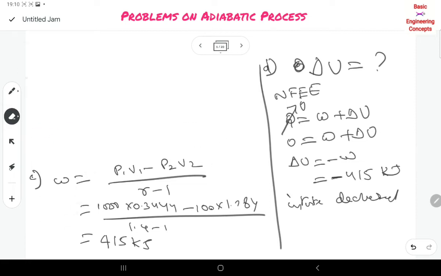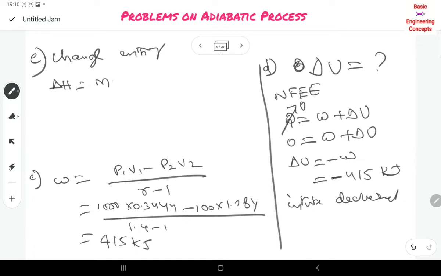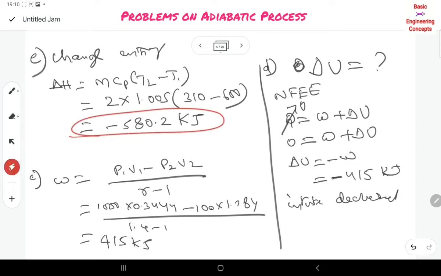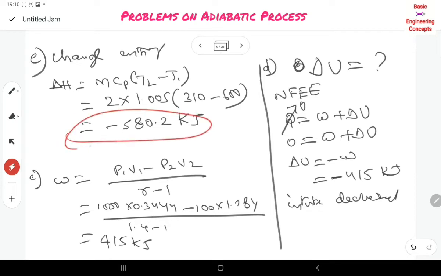So the fifth bit, that is E. E is the change in enthalpy. Delta H is equal to, this is the basic formula, m Cp (T2 minus T1), where m is equal to 2, Cp is equal to 0.05, and 310 minus 600, which is equal to minus 580.2 kilojoules. Here also the negative sign indicates a decrease in enthalpy during this process.